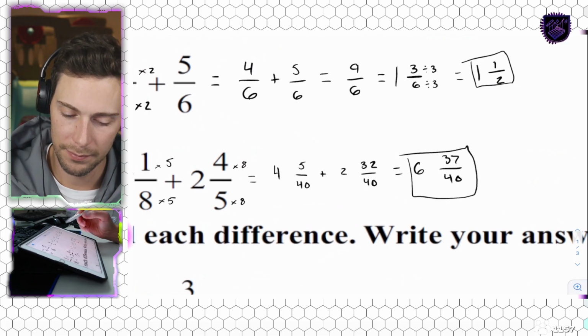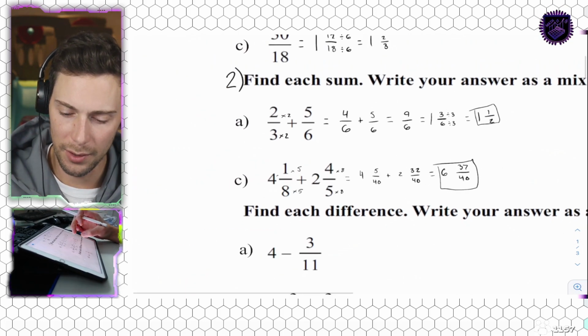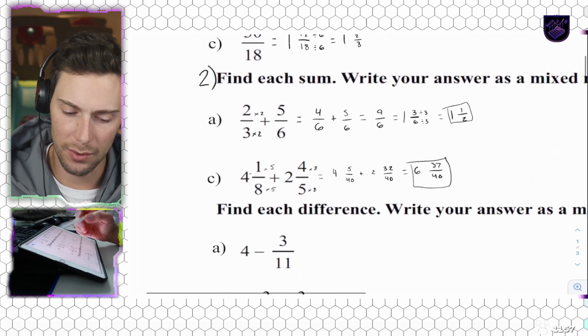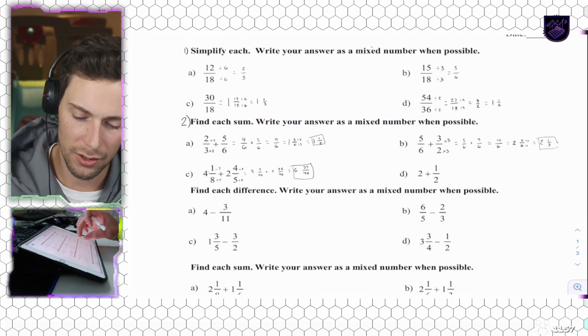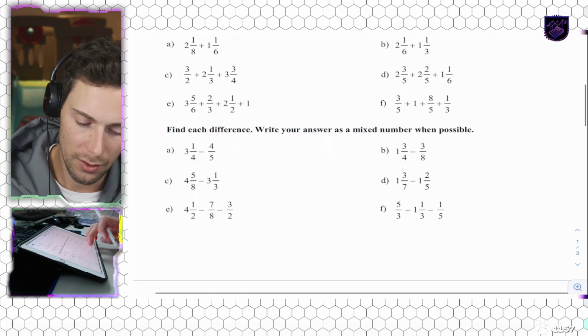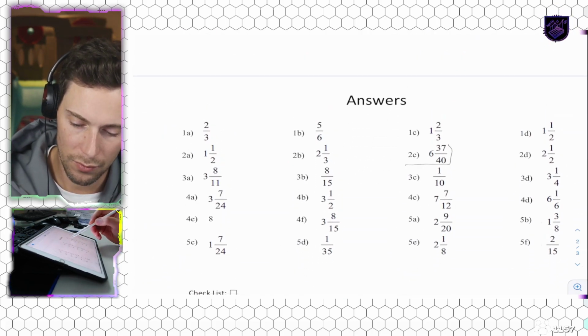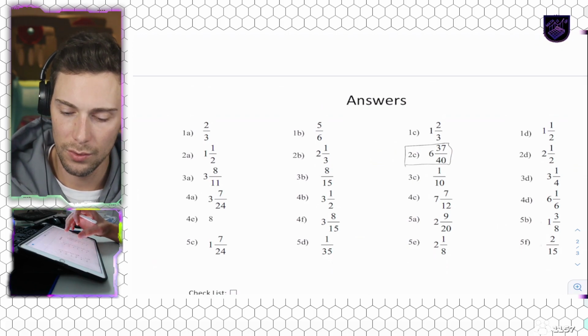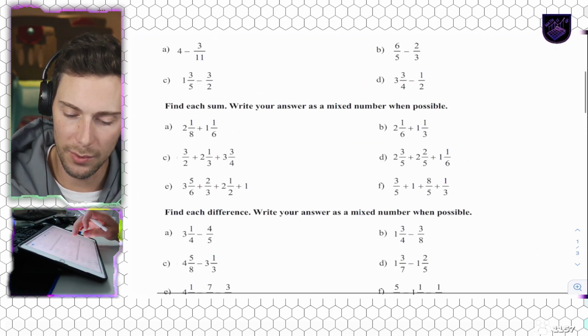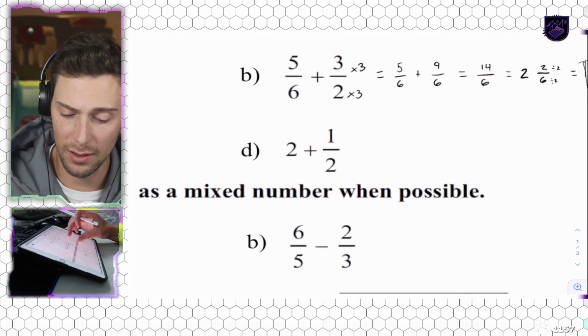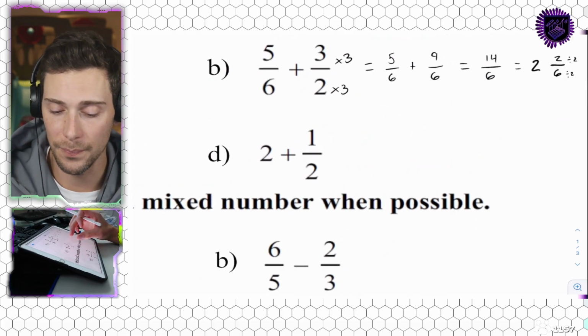That's our answer. Remember, you can always check your answers as you're going. So 2C, let's check our answer. Yeah, there it is. 6 and 37/40. It's one of those things I like to do because I totally make mistakes as we go.